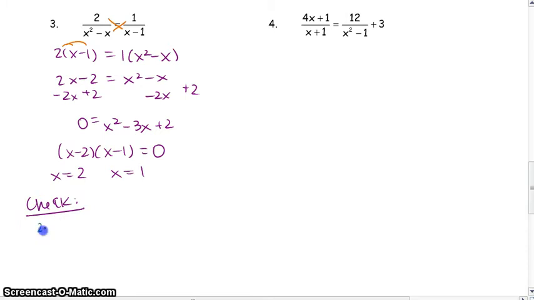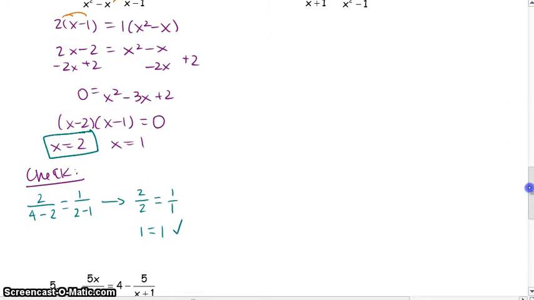So we have 2 over 2 squared, which is 4, minus 2 equals 1 over 2 minus 1, just plugging in 2 for x. So that will give us 2 over 2 equals 1 over 1. So 1 does equal 1, so 2 works. So we know that for sure.